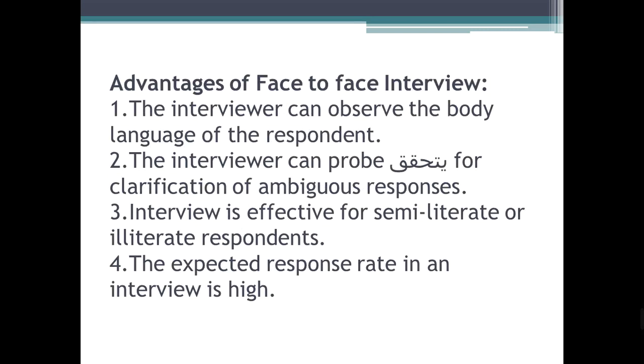Advantages of face-to-face interview. The interviewer can observe the body language of the respondent. The interviewer can probe for clarification of ambiguous responses. Interview is effective for semi-literate or illiterate respondents. The expected response rate in an interview is high.